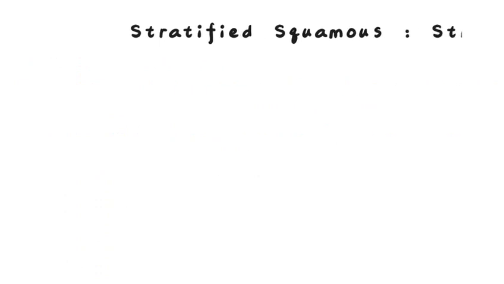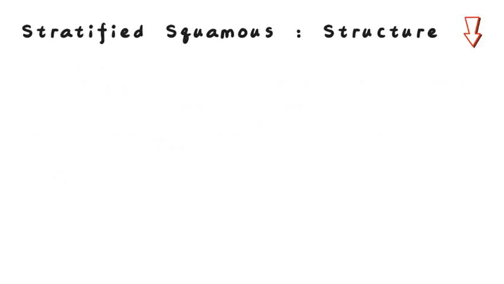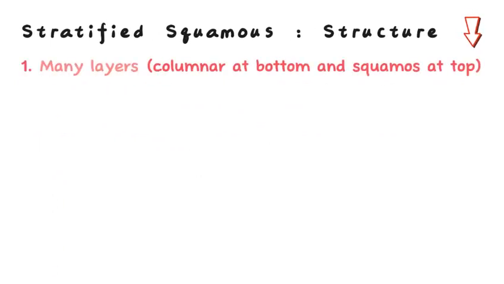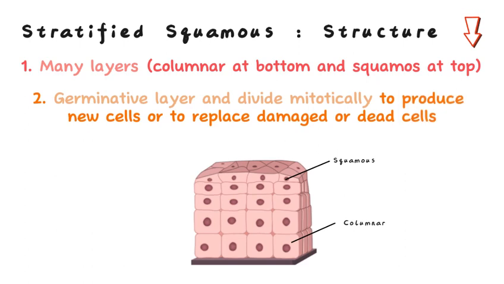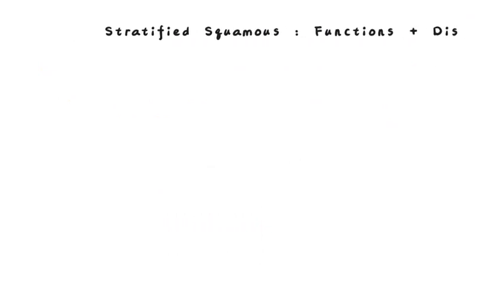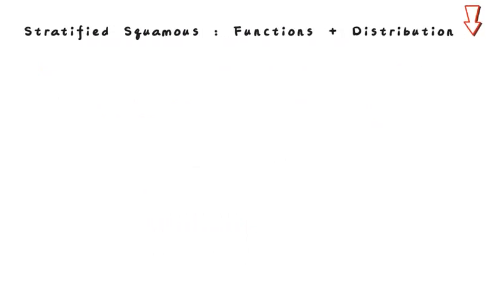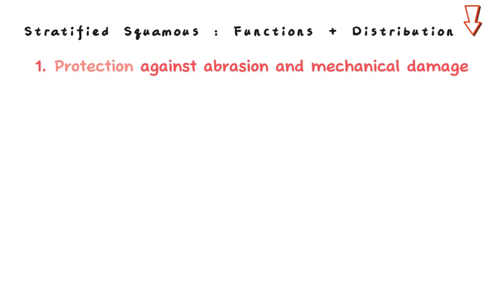The stratified squamous epithelial cells. The stratified squamous has many layers, the bottom part being columnar and the top part being squamous. It is a germinative layer and divides mitotically to produce new cells or replace damaged or dead cells. It functions to protect against abrasion and mechanical damage.